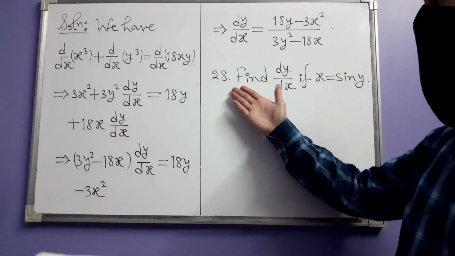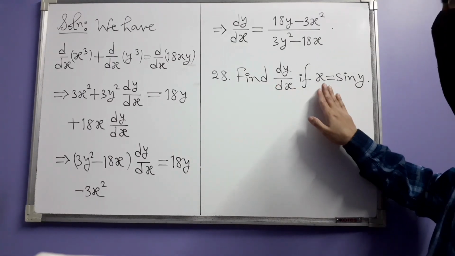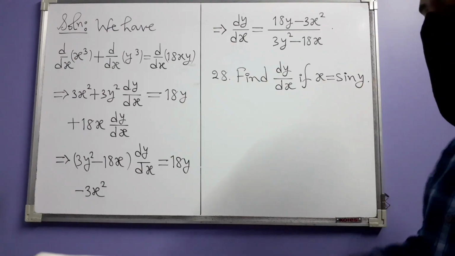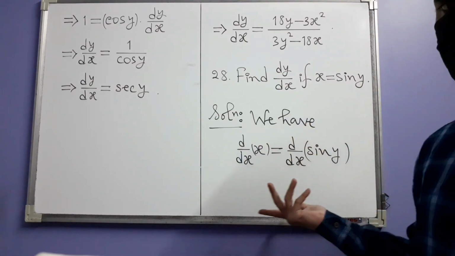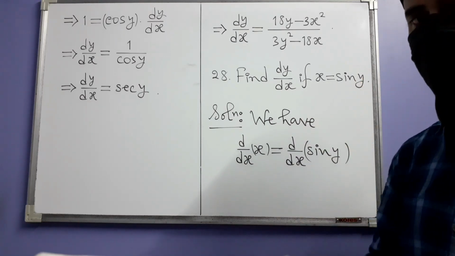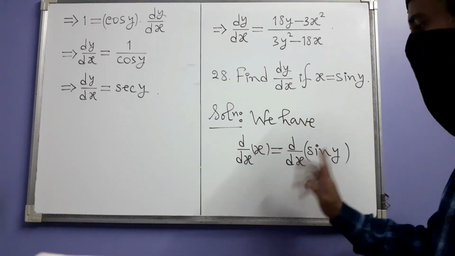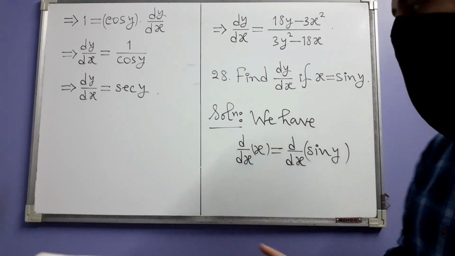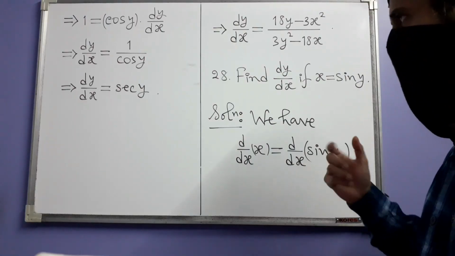Next, let's consider number 28. Here also we have to find dy/dx from this equation. x is equal to sine of y. So the solution of course starts like this. We differentiate both sides of this equation with respect to x implicitly. So the left hand side becomes d/dx of x and the right hand side is d/dx of sin y. d/dx of x of course is 1, and here you have to apply the chain rule.